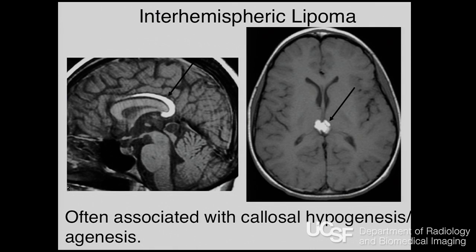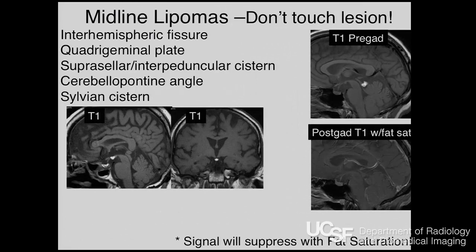Now, abnormalities of the corpus callosum can be associated with midline interhemispheric lipomas. The most common location for congenital lipomas is midline interhemispheric, as is the example here. They can also occur in other locations like the quadrigeminal plate cistern and the suprasellar region. These are do-not-touch lesions. These should not be operated on surgically. If you do fat saturation, you'll see that they nicely suppress.